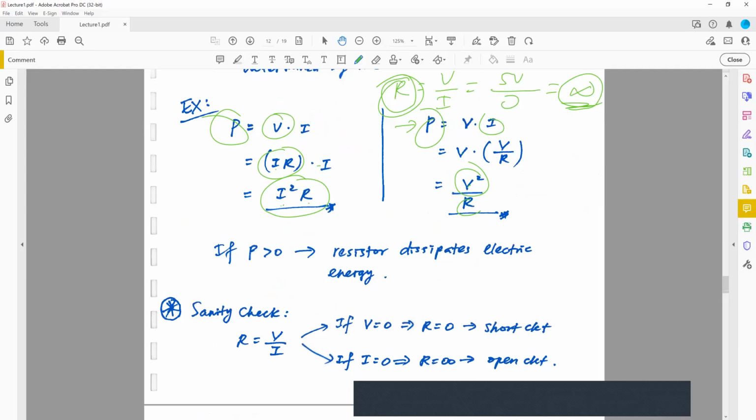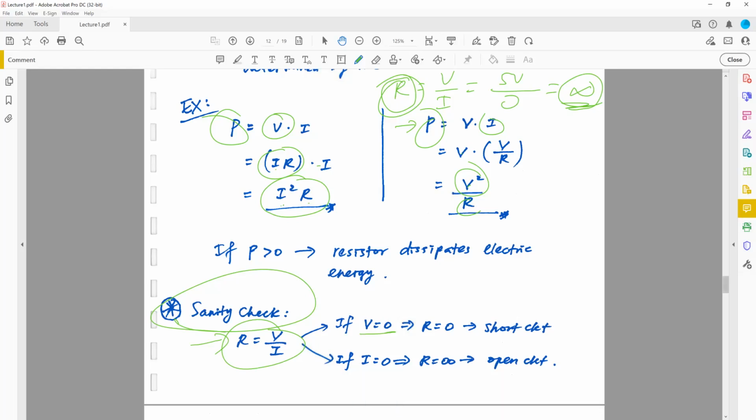All right. So this is just a sanity check that I put down over here. Again, R is equal to V over I. If V is equal to 0, then R is equal to 0, and if R is equal to 0, you know you have some short circuit. If I is equal to 0, then you know R is equal to infinity. So plug in 0 on the bottom, V over 0 is going to give you infinity for R, and in such case, you have open circuits.